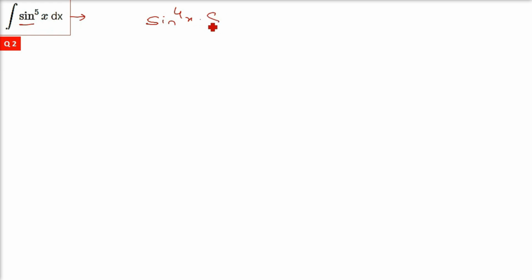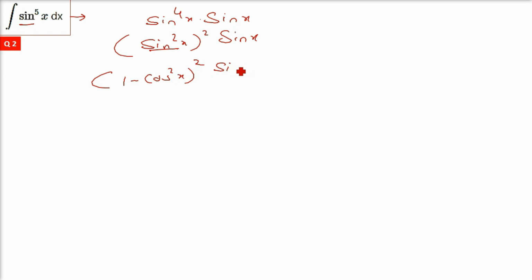That is, we can write it as sin raised 4x into sin x. Now this sin raised 4x can be written as sin square x whole square, and sin x is already there. Now this sin square x can be written as 1 minus cos square x. You already know sin square x plus cos square x equals 1. Now let's open this. A minus b whole square, a square plus b square, that is cos square whole square, cos raised 4x. Now multiply the sin x also, so I'm just multiplying the sin x as I'm opening.